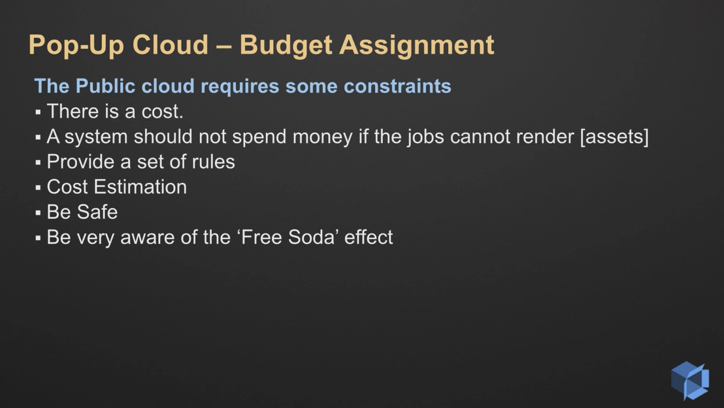So you need to make sure that you have dependencies, asset dependencies, for example. You need to provide a set of rules for how machines are going to get spun up on the cloud and when they're going to get shut down and how many you might want to start up. You have to be able to estimate the cost, which is a complex problem, but there's a lot of tools that can be provided to do that.